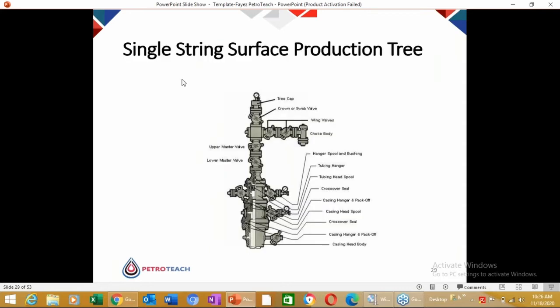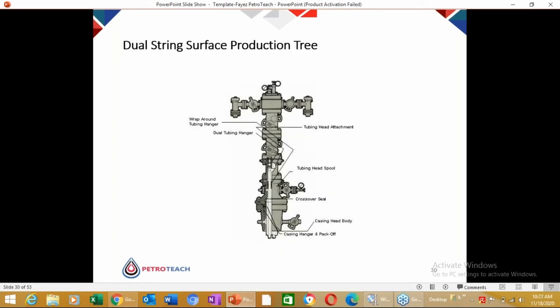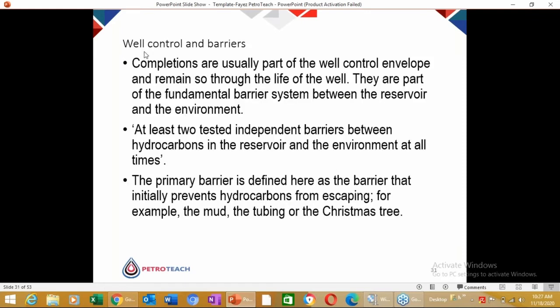Another thing here, single string surface production tree. This Christmas tree as is nominated. Dual string also has a Christmas tree. And here we are talking about well control and barrier. This is also an important thing to understand, because this is the main target for the well integrity.